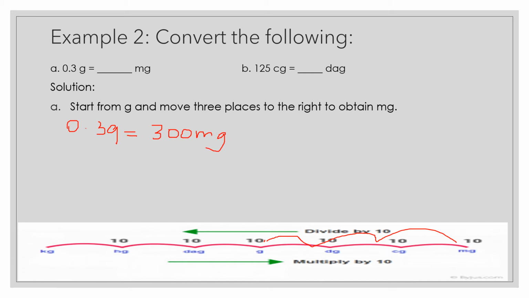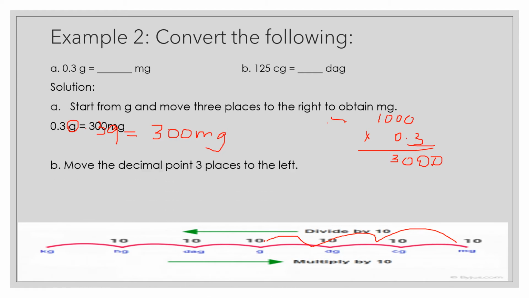1,000, so it's like 1, 2, 3. So that's 1,000, because 10 times 10 times 10 is equal to 1,000, times 0.3. So 1 times 3 is 3. Then add the 3 zeros. We have a decimal there, so the answer is 300. Okay, correct.